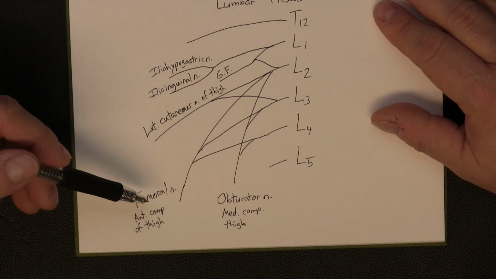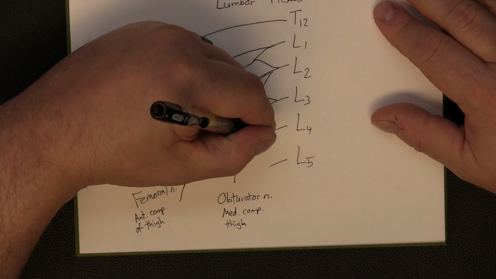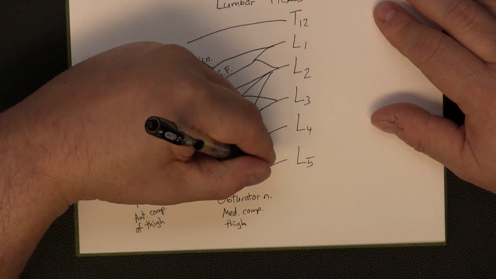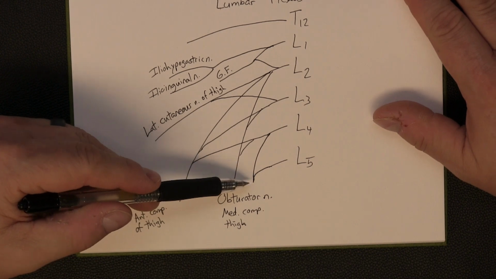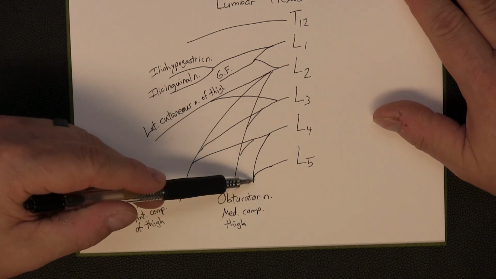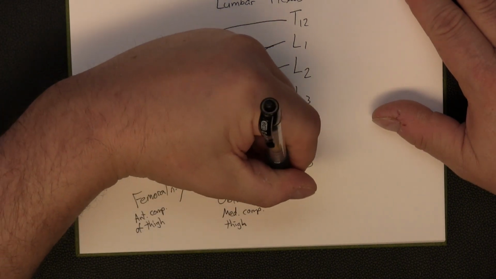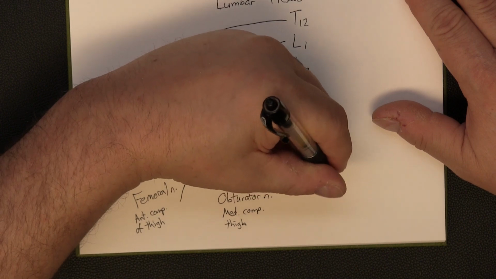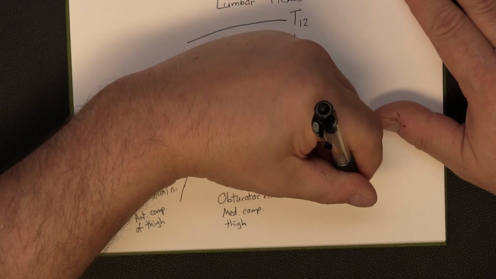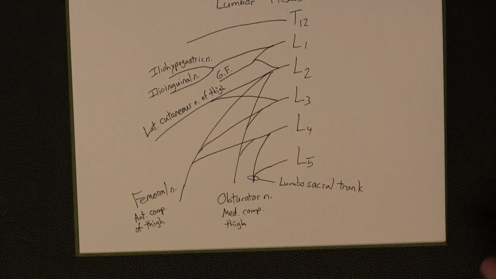Now we've covered femoral and the obturator. Last we have L4 and L5 fusing together. They don't actually innervate anything in the lumbar abdominal region. Instead, they're going to descend into the pelvis, and this is known as the lumbosacral trunk, because it's going to be a trunk from L4 and L5, but it's moving into the sacrum to interact with the nerves of the sacral plexus.